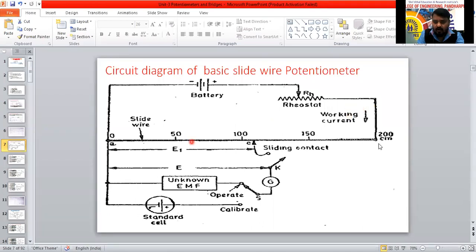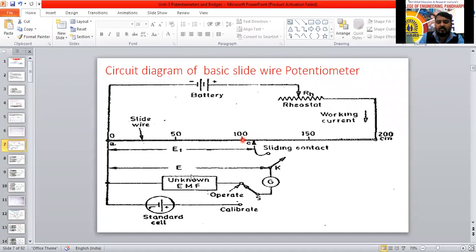So 0 to 200 meter long cable wire we have used here now. This is 0 to 200 meter long wire. Through that wire, all uniform cross-sectional area wire only we have used here. The cross-sectional area of this wire is uniform only, and it is connected back to the negative supply here. This is the main circuit. In the potentiometer, I will use two sources. I will use this unknown EMF to measure the unknown voltage at this point from 0 to 100 meter.